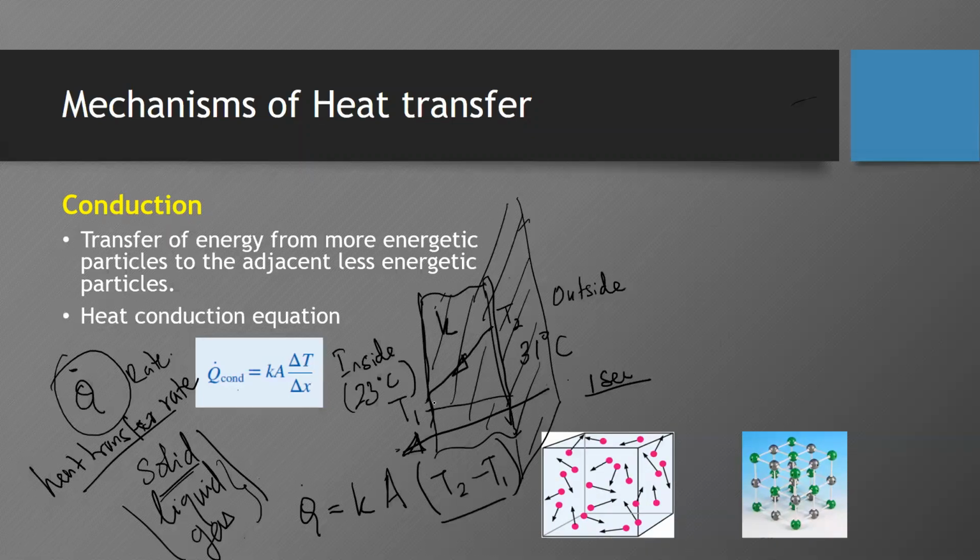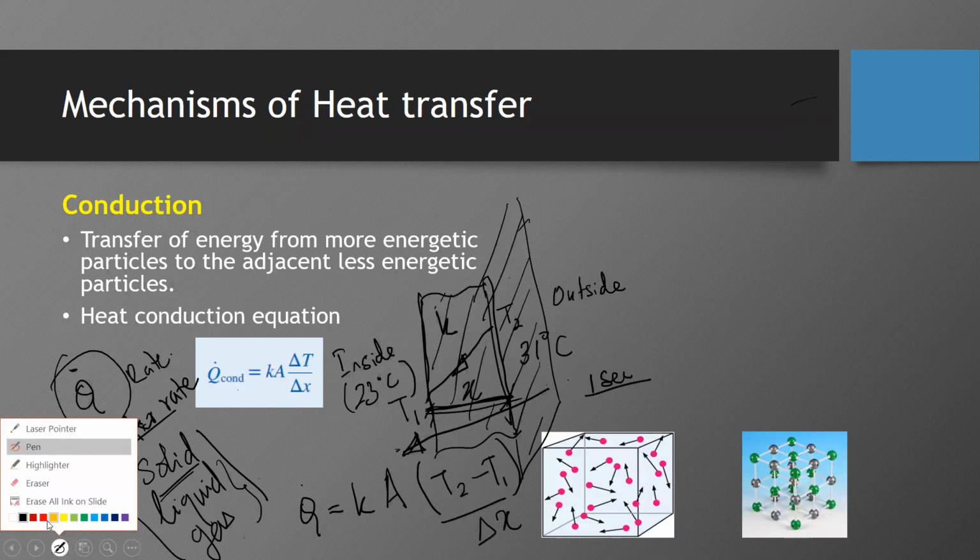Delta T over delta X. Delta X is the wall thickness. What is the distance of heat conduction? What is the actual distance over which heat conduction occurs? This is delta X, the thickness of your wall, from the wall cross section. So the length is the thickness of your wall, delta X. That is the actual heat conduction equation.